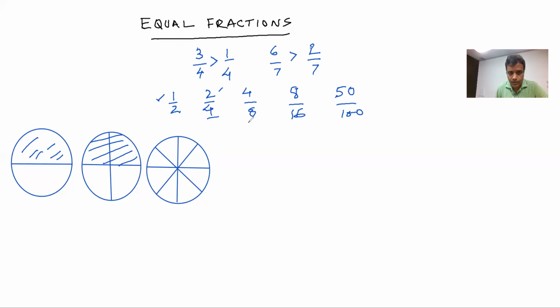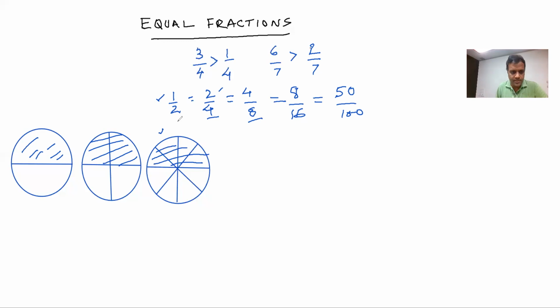Now let me make it more divisions. It says out of eight parts, eat four parts. So I have already made 8 parts. I am going to eat 4 parts, right? All these 4 parts I'm going to eat out of 8. Has the slice of the pizza changed? It has not changed, which means 1 by 2 is equal to 2 by 4, 2 by 4 is equal to 4 by 8, 4 by 8 is equal to 8 by 16, and 8 by 16 is equal to 50 upon 100.